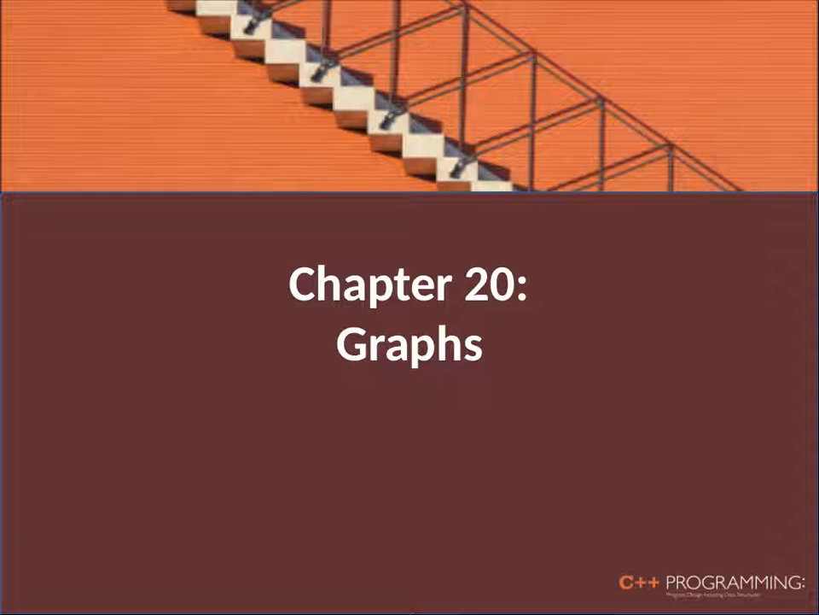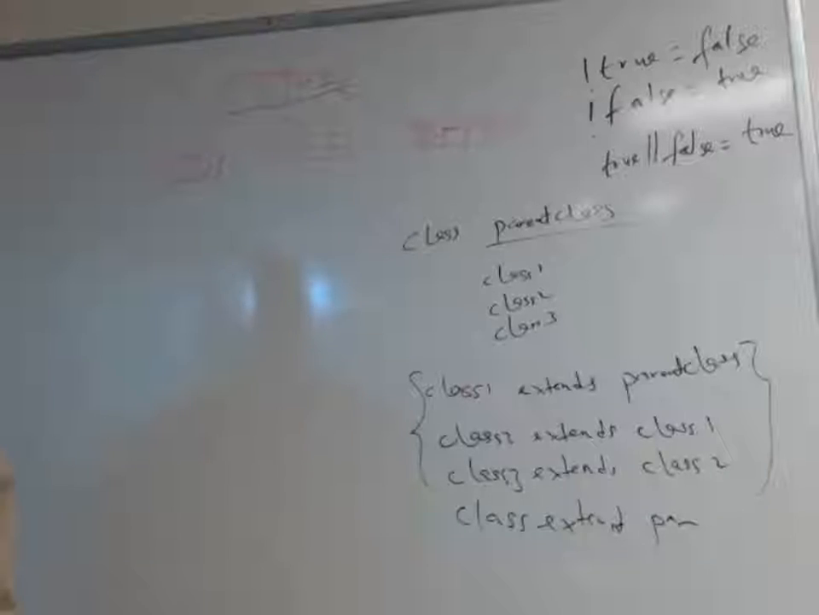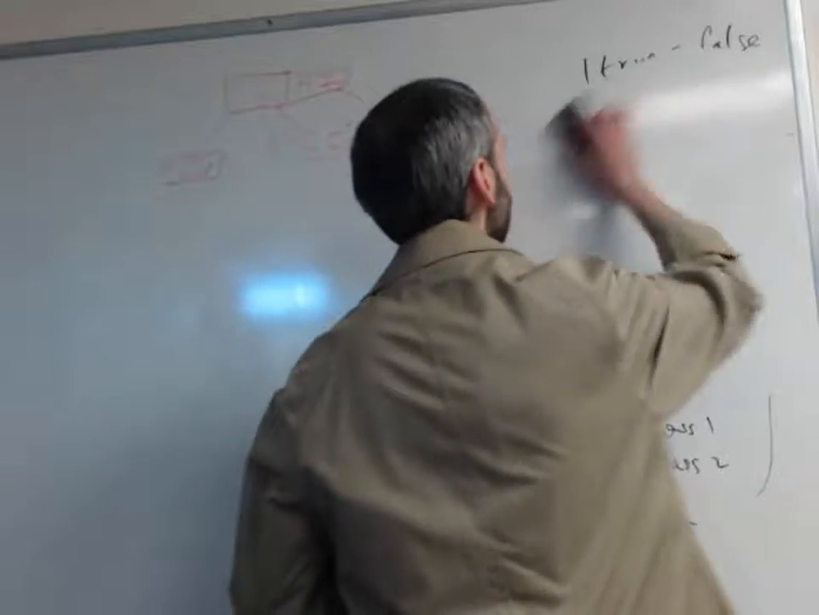And I'm going to try and make a quick explanation of what a graph is. So beforehand, what was the last data structure we talked about? B tree. A B tree. All right.